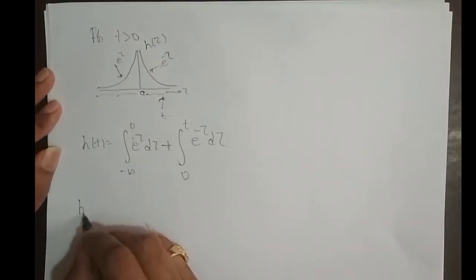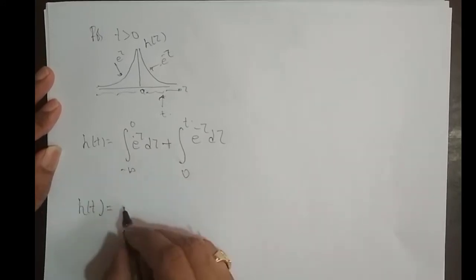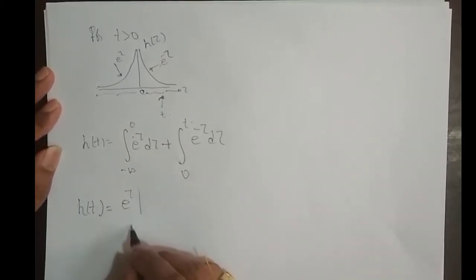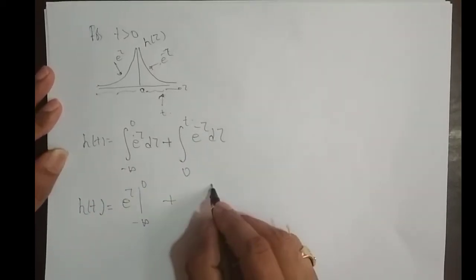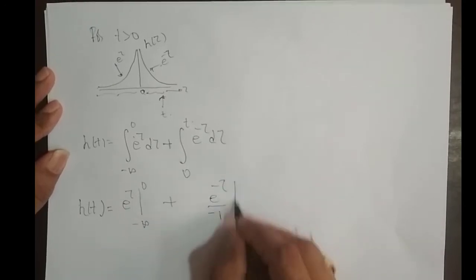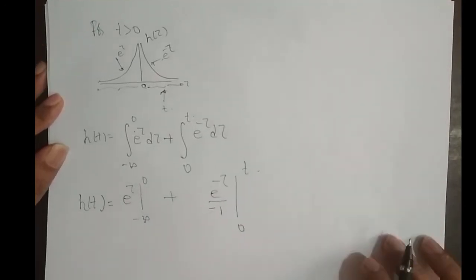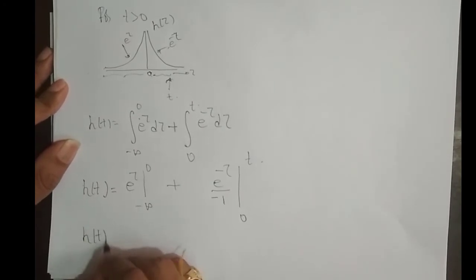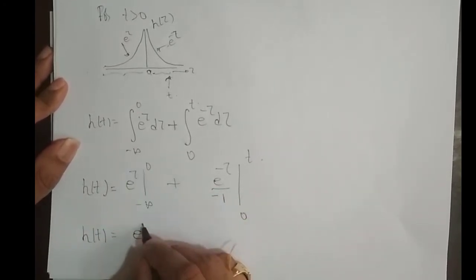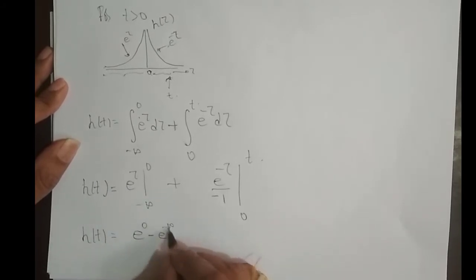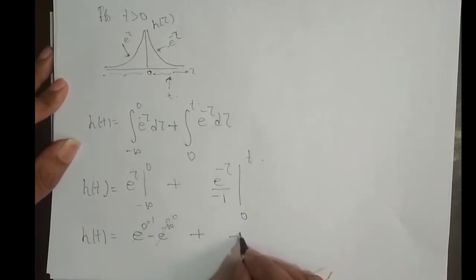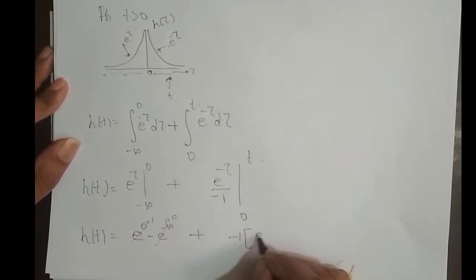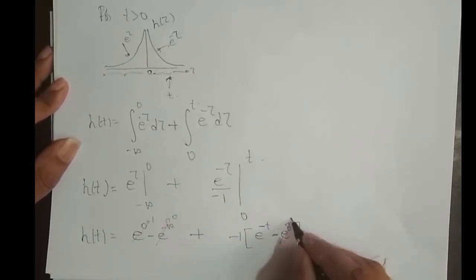So what is this integration? s of t is equal to, what is the integration of e power tau? It is e power tau with the limits minus infinity to 0, plus, what is the integration of e power minus tau? e power minus tau divided by minus 1 with the integration limits 0 to t. Right? So s of t is equal to e power upper limit 0 minus e power lower limit minus infinity. This is 0 and this is 1, right? Plus, I'll take minus 1 out. What is the upper limit? e power minus t, minus, what is the lower limit? e power 0, right? What is this? 1.